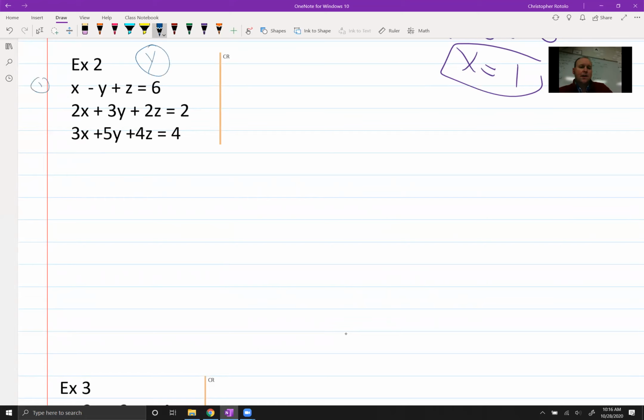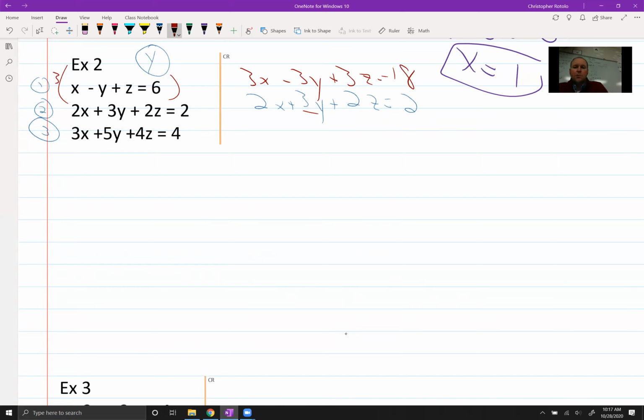I'm going to talk about this as equation 1, 2, and 3. Now, the problem is I don't have any equations where it already matches up. So what I'm going to do is I'm going to use equation 2. So 2x plus 3y plus 2z equals 2. And what I'm going to do to the top equation, right, so that I get my 3y's to match, is I'm going to multiply by 3. So I get 3x minus 3y, that's a good thing, plus 3z equals 18. All right, so remember to distribute that 3 the whole way over to the 6. All right, so I have my first equation to work with.